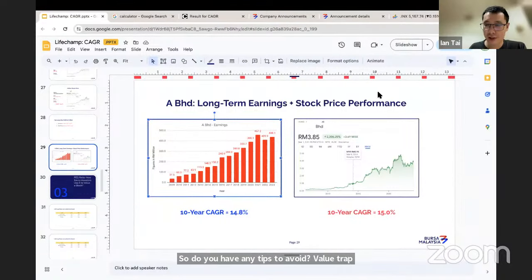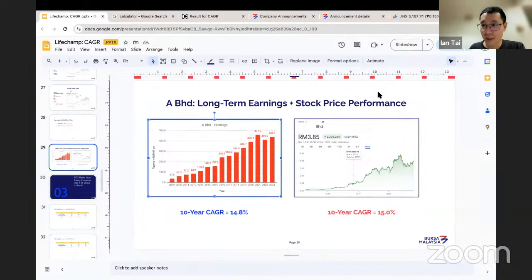Yes. The first one is to always look at the company's fundamentals. Means to say you need to understand the business model of the company. Then you look at the financial track record.